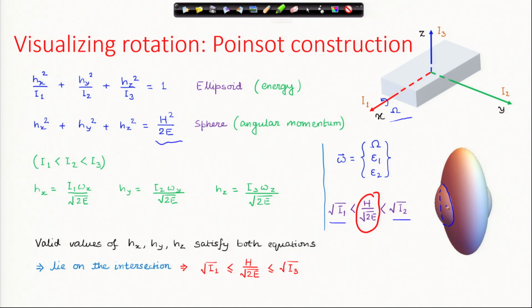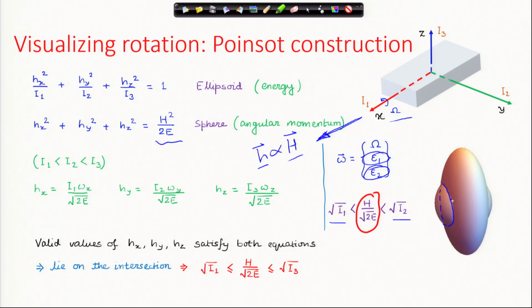And how will the body precess? Let us understand that. Remember that the moment of inertia is in this direction. Our lowercase h vector and the angular momentum vector are roughly pointing in this direction. These are small quantities. Roughly the angular momentum points in this direction to begin with, at the very start.